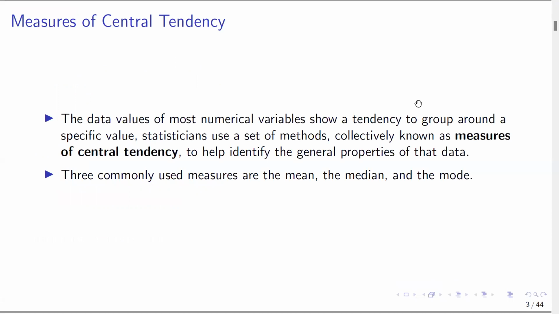Let us begin with the central tendency measures. The data values of most numerical variables show a tendency to group around a specific value. And statisticians use a set of methods known as central tendency measures to help identify the general properties of that data. So the three commonly used central tendency measures we want to consider are the mean, the median, and the mode. You may or may not have heard of these before, but I want you to be ready to learn.